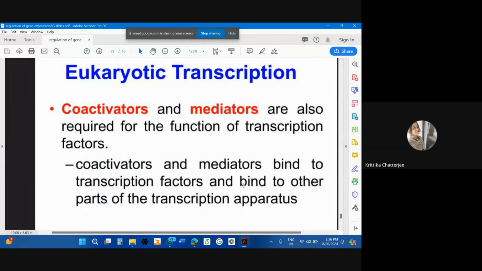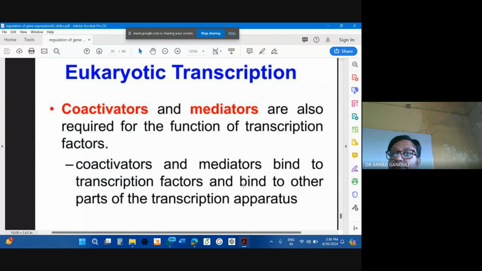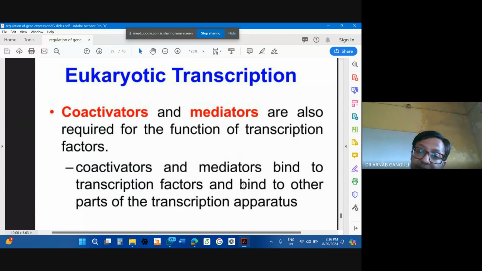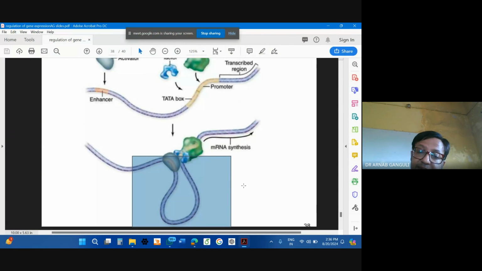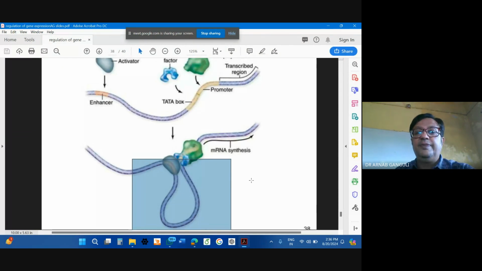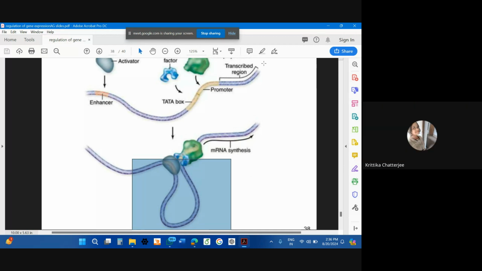Sir, আরেকবার repeat করবেন please. Enhance এর আগে কি বললেন? Enhanceosome. ঠিক আছে স্যার, thank you.